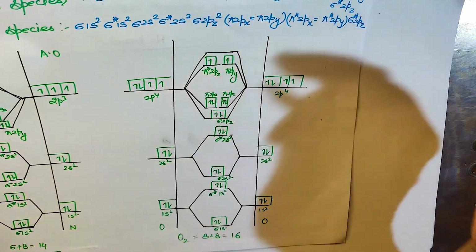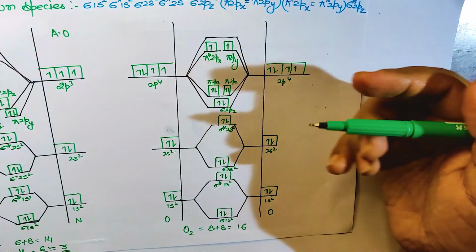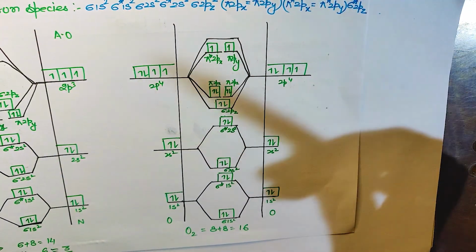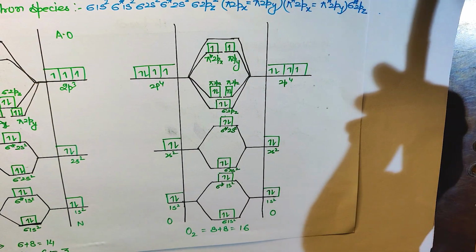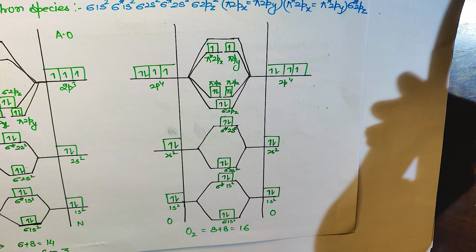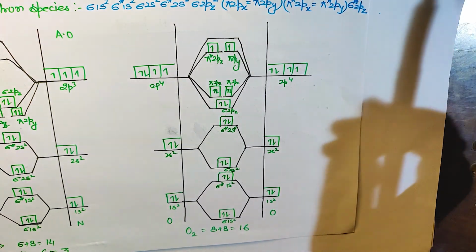So tell me whether it is paramagnetic or diamagnetic. It is paramagnetic because it has 2 unpaired electrons. If paramagnetic, that means it will have some magnetic moment, and the magnetic moment formula I have given you is root under n into (n plus 2). So it will be around 2.82.